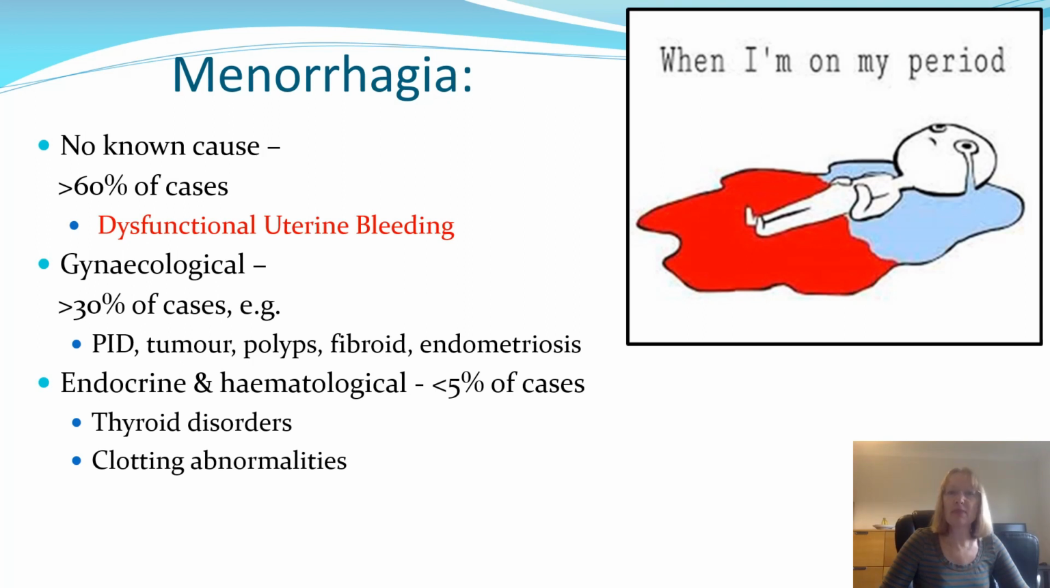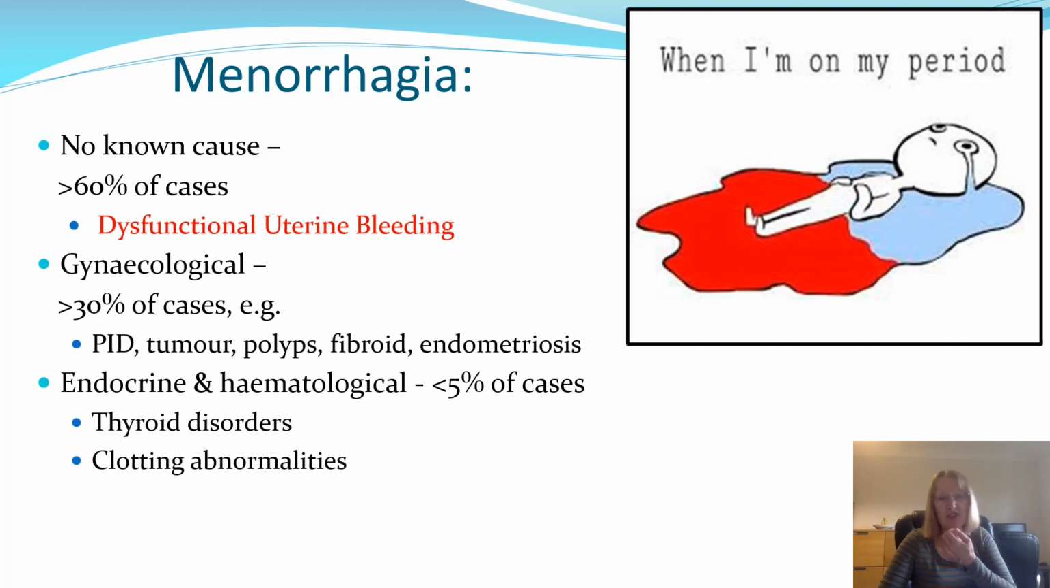So menorrhagia, as you can see, I think that picture at the top really says it. For most people, there's no known cause, and it's just known as dysfunctional uterine bleeding, as in you're bleeding a lot, but there's not really a physical cause for that. It's just part of menstruation. So that's the majority of people.